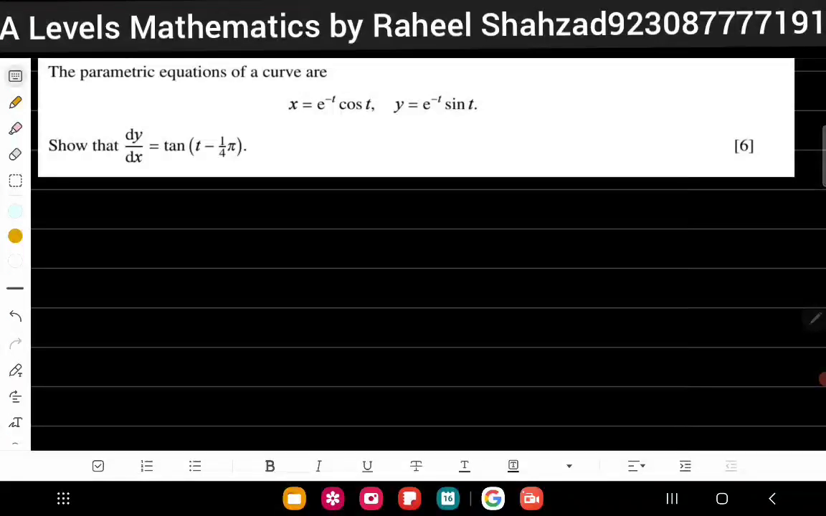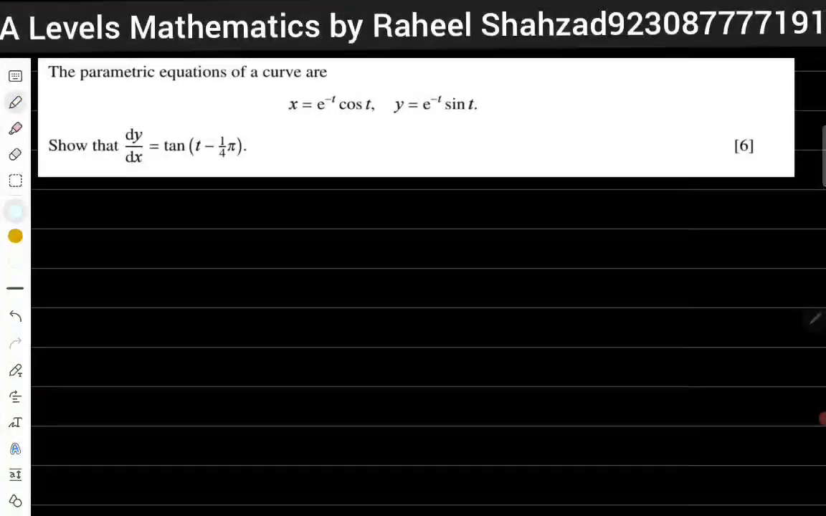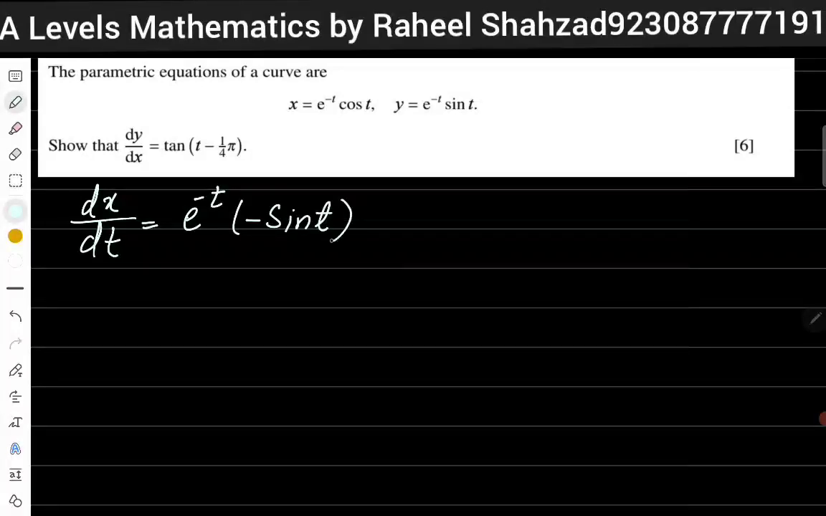Here is another question that states that the parametric equations of a curve are x equals e power minus t cos t and y equals e power minus t sin t. We need to show that dy by dx is equal to tan of (t minus pi by 4). First, we need to find dx by dt, which is a product rule: first function as it is, derivative of second, plus second as it is into derivative of first.